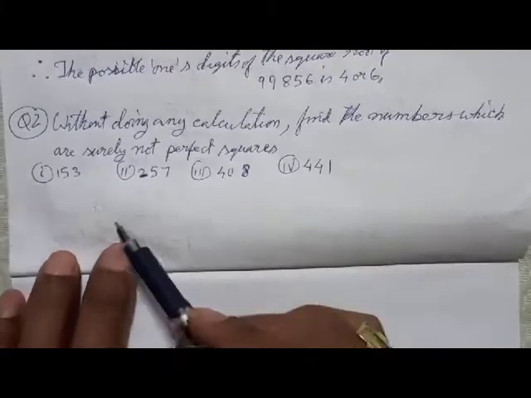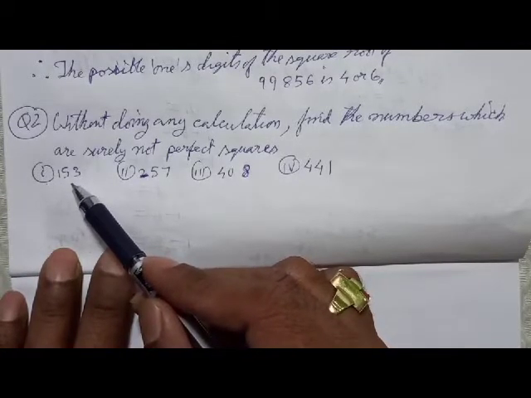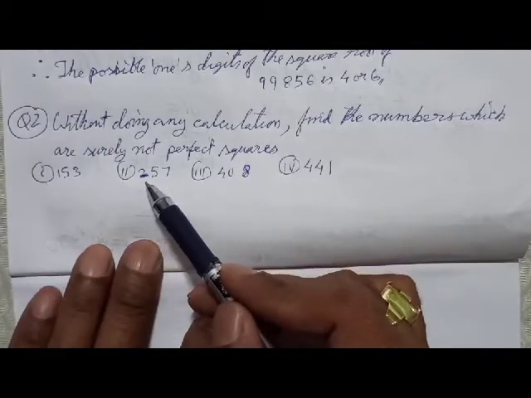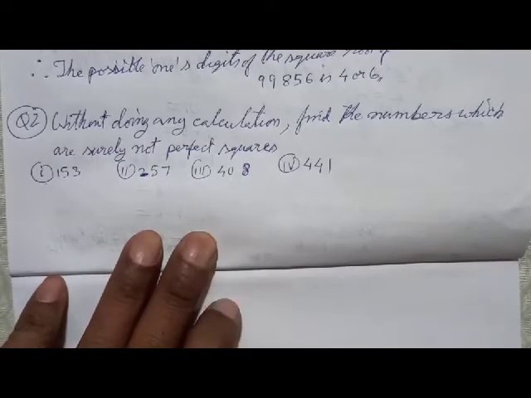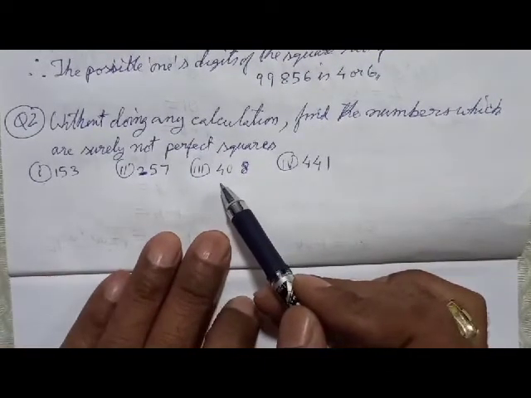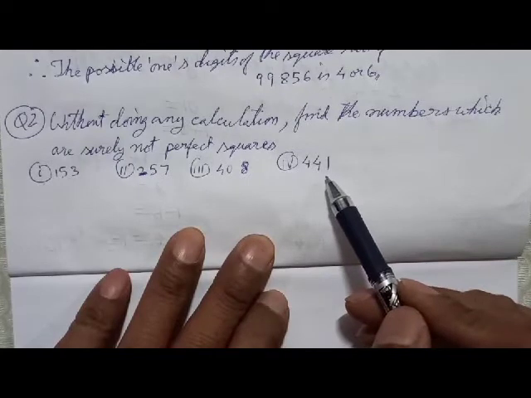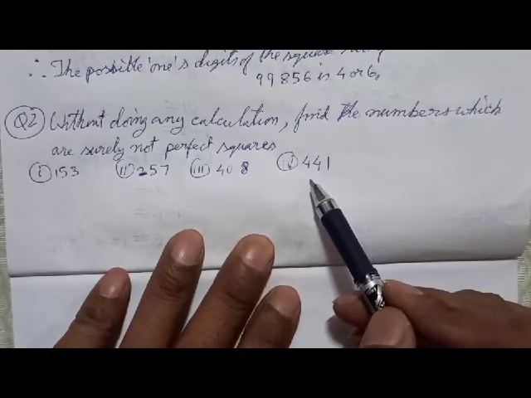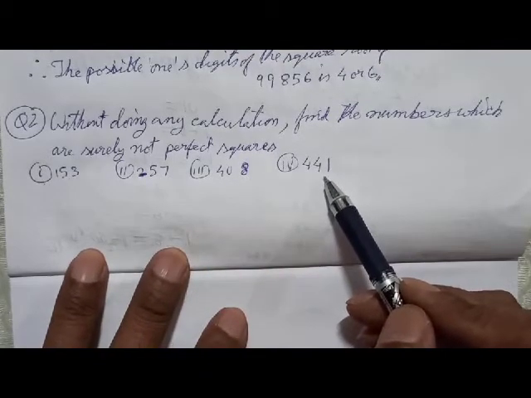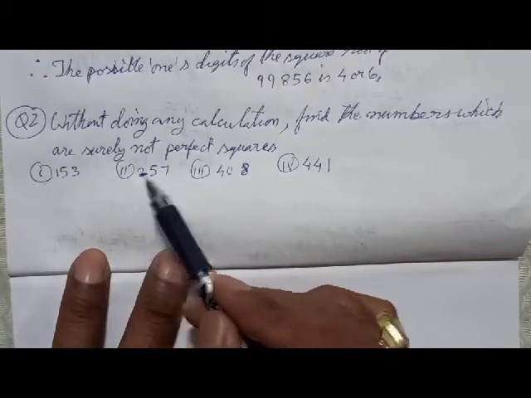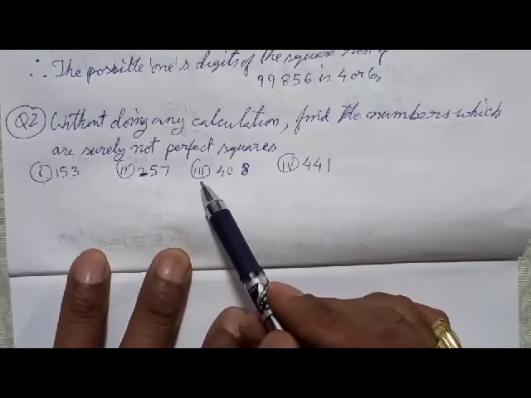So here Roman 1 then 153. This number ends with 3, so this is not a perfect square. This 257 ends with number 7, so this is not a perfect square. This number ends with number 8, so this is not a perfect square, but this ends with number 1, so this may be a perfect square. So the numbers which are surely not a perfect square are Roman number 1, Roman number 2, and Roman number 3. Because Roman number 1 ends in 3, Roman number 2 ends in 7, and Roman number 3 ends in 8.